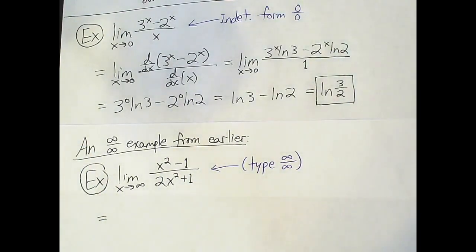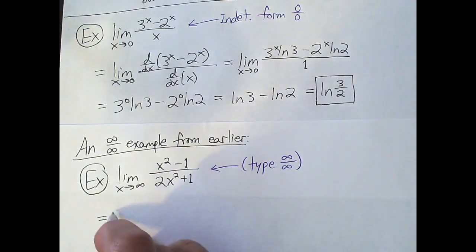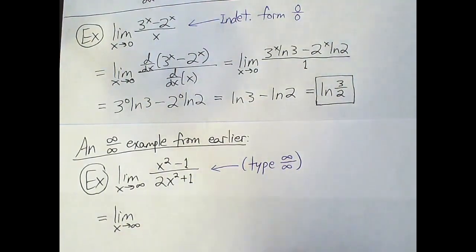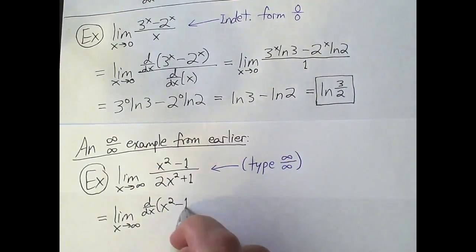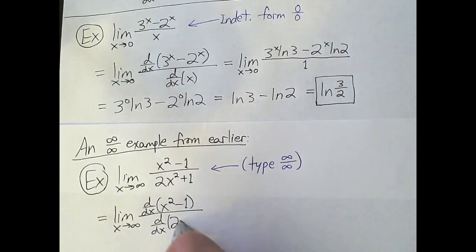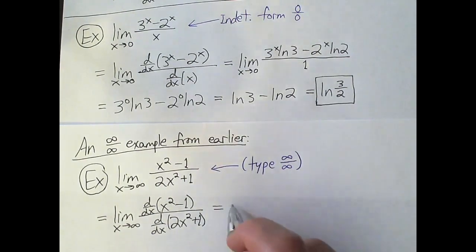Actually, you know what? I'd like you to try doing this with L'Hopital's rule. You could pause the video for a moment and give it a shot. All right, so we do limit of the derivative of the top over the derivative of the bottom. I mean, we know what the answer is going to be. We know it's going to be 1/2. But I wanted to show you that this is another way to deal with these kinds of problems.